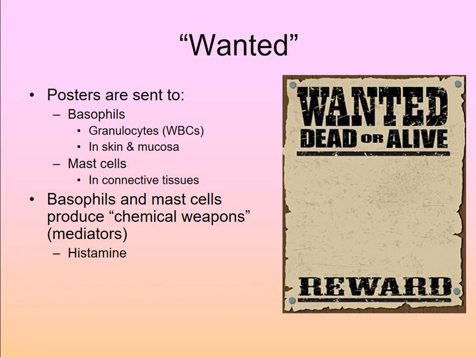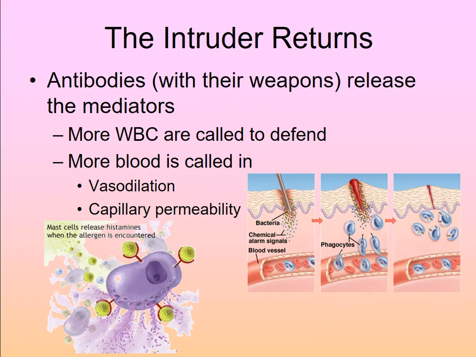Mast cells act very similar to the way basophils work, and sit inside the connective tissue. So together, those basophils and mast cells, because they're the police officers, have with them chemical weapons, or mediators is what we'll call them in the medical world, and they have chemical weapons inside of them, and the primary one is histamine. So as this invading organism comes in, the antibodies with their chemical weapons release the mediators.